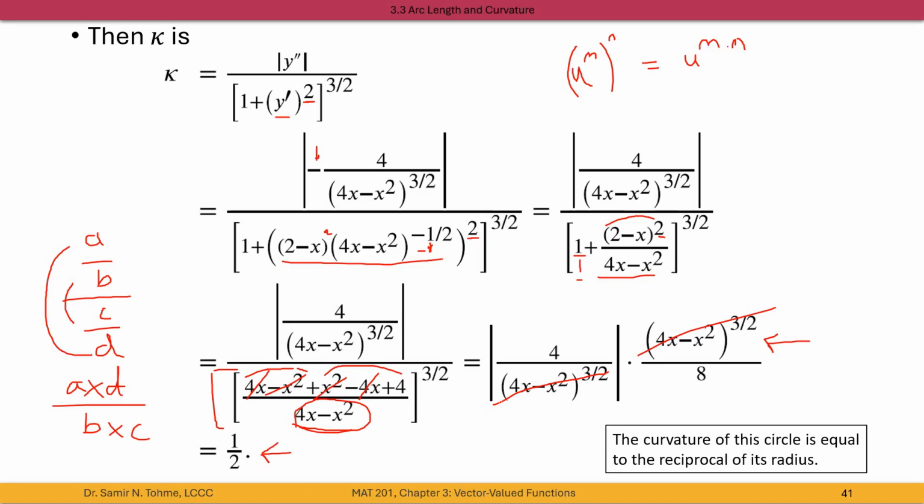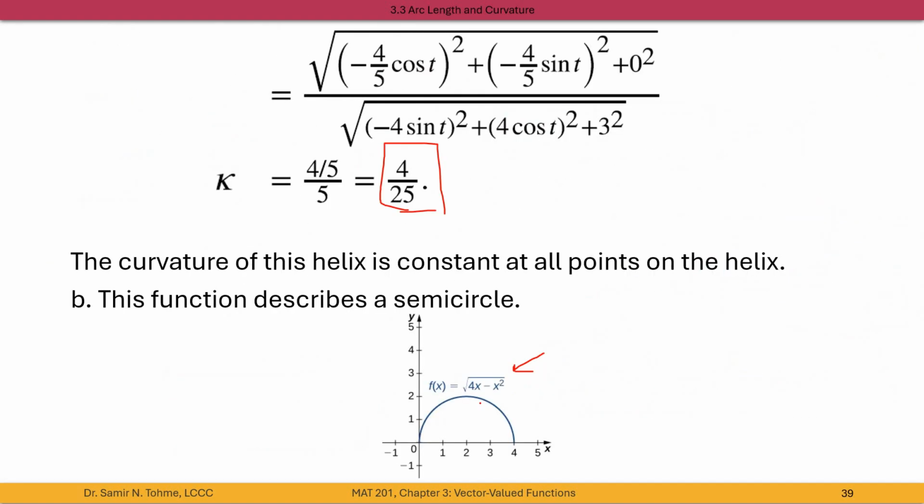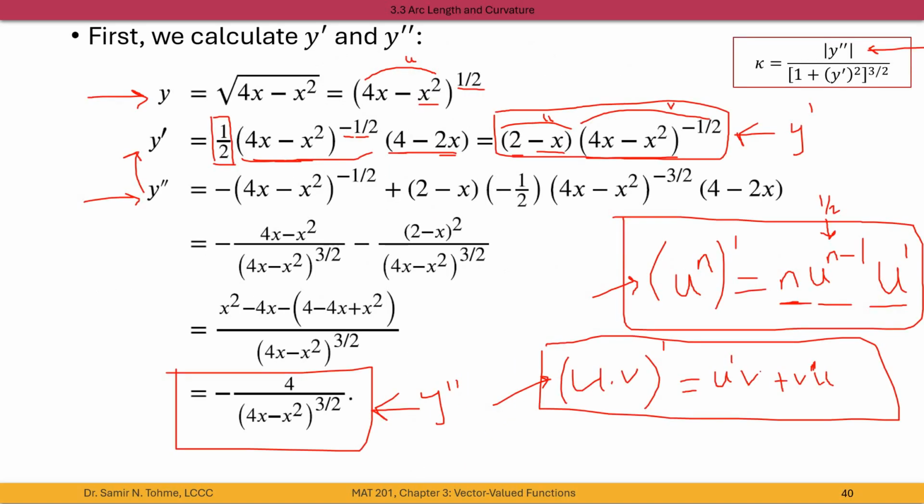And this is the curvature of this semicircle, which is the reciprocal of its radius, since the radius here of this circle is 2. The kappa value is equal to 1 over 2, or the curvature is equal to 1 over 2 or 1 over the radius.